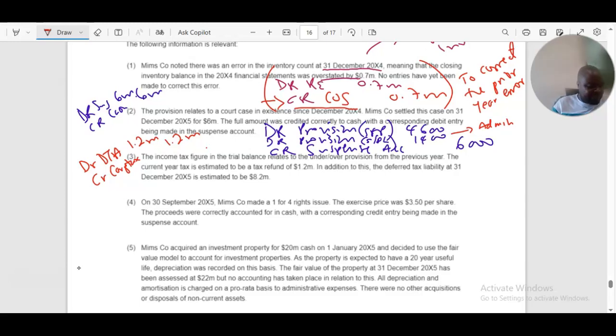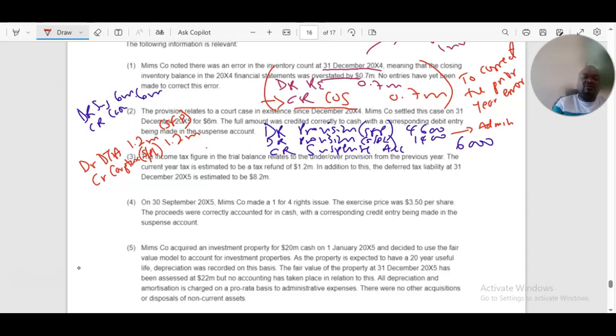Are we together, ladies and gentlemen? We are reducing the tax expense in the statement of profit or loss. This one, the DTA, is actually something that occurs in the statement of financial position. Is that clear? Good. So please be careful. Remember your workings.